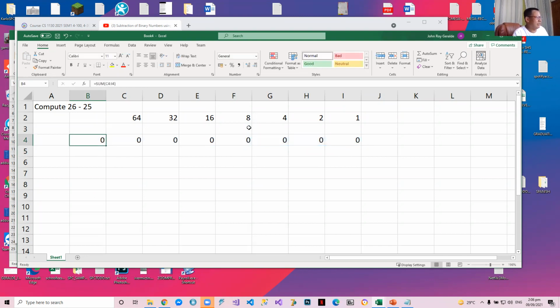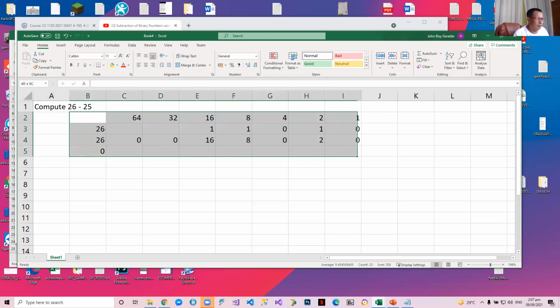We need to represent 26. You know this already, right? This is pick and mark. So for 26, we will need a 16. Okay. Now we're left with 10. We will need an 8. Then we're left with 2. We need a 2. And then this is 0. Okay. We follow. So this is 26. 26 is 11010. Okay. And then we'll copy this to convert 25.